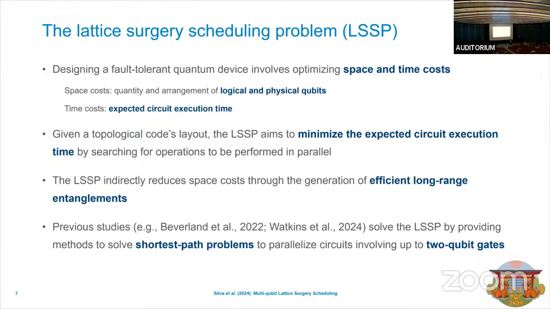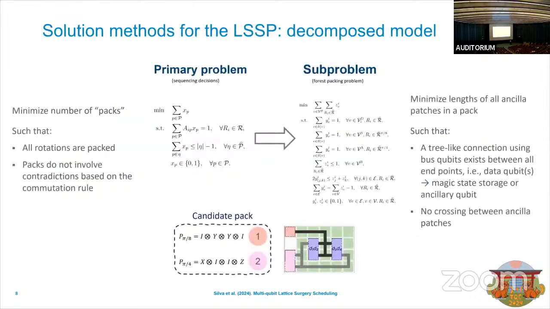So given a topological code layout representing where the operations will be executed, the lattice surgery scheduling problem tries to minimize the expected circuit execution time by searching the operations that can be performed in parallel. Also, this problem, when we are solving it, indirectly reduces the space costs because we are trying to generate ancilla patches for the lattice surgery that are of the smallest size possible. And because we are using fewer qubits, that may end up resulting in smaller encoding requirements for the logical qubits in the end.